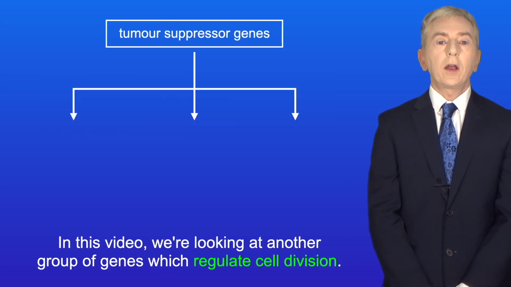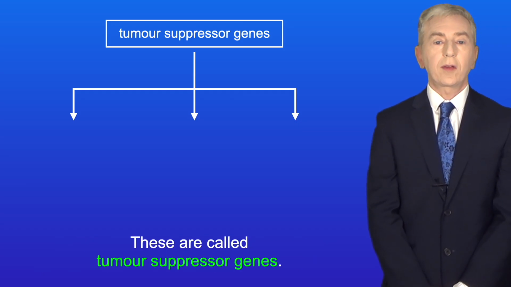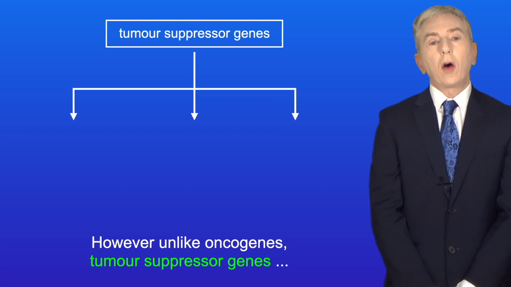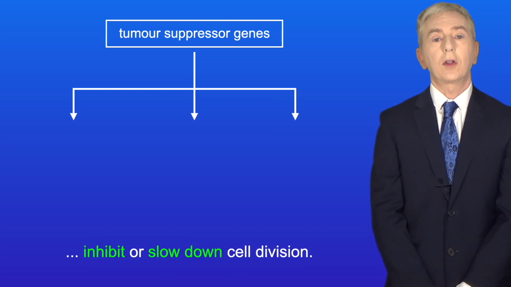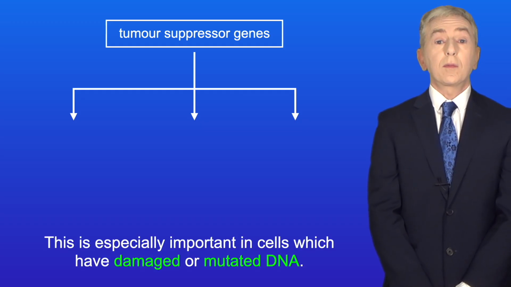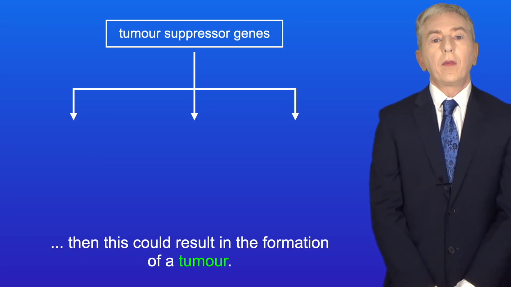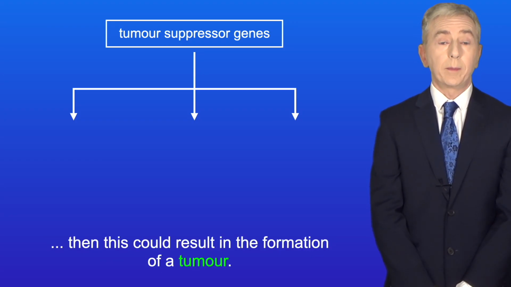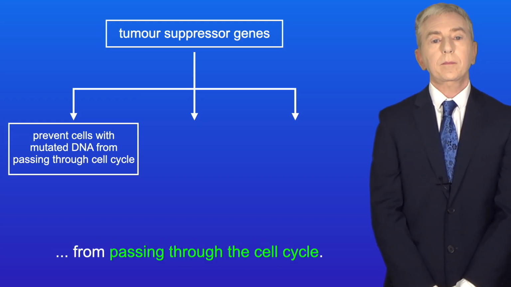Now, in this video, we're looking at another group of genes which regulate cell division. These are called tumour suppressor genes. However, unlike oncogenes, tumour suppressor genes inhibit or slow down cell division. Now, this is especially important in cells which have damaged or mutated DNA. If these cells were allowed to divide, then this could result in the formation of a tumour. So, tumour suppressor genes prevent cells with mutated DNA from passing through the cell cycle.